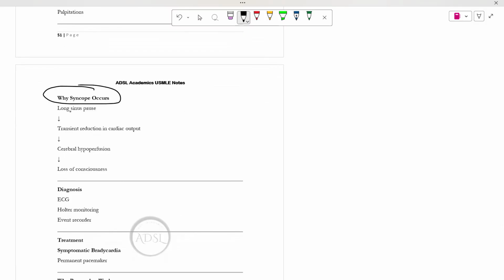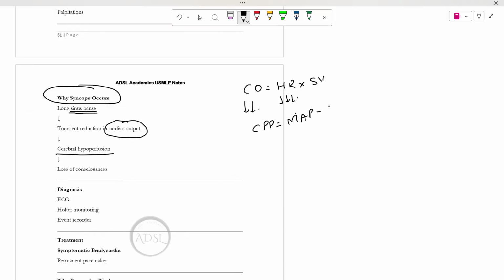Why does that happen? Because if the pause of the sinus is long enough, the cardiac output will decrease. What is cardiac output? We know it is heart rate into stroke volume. Now, if the heart rate is decreasing, the cardiac output will also decrease. Because the cardiac output is decreasing, the brain is receiving less blood. So cerebral hypoperfusion will be there. Cerebral perfusion pressure is mean arterial pressure minus the intracranial pressure.